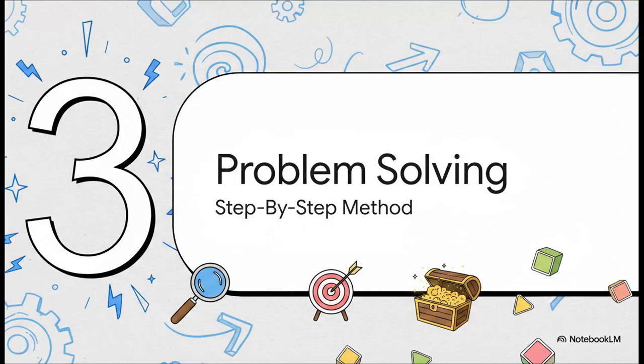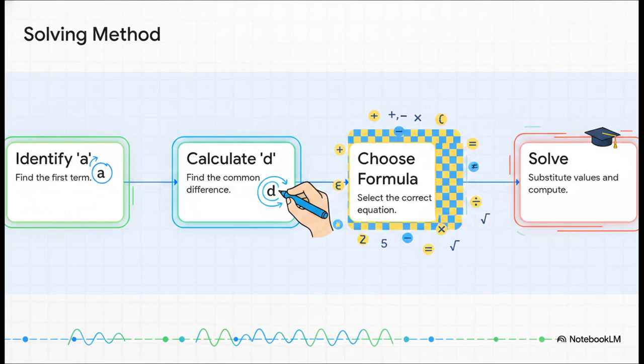Section 3, Step-by-step problem solving. Listen, if you want to guarantee maximum marks on your exam paper, follow this exact sequence. Never ever jump into the math blindly. Step 1, clearly write down A. Step 2, calculate D. Step 3, write down the specific formula you chose. And finally, Step 4, plug in the numbers and solve. Examiners absolutely love seeing this structure. It shows you know exactly what you're doing, and honestly, if you make a tiny arithmetic mistake in Step 4, they can still give you partial marks for the first 3 steps.